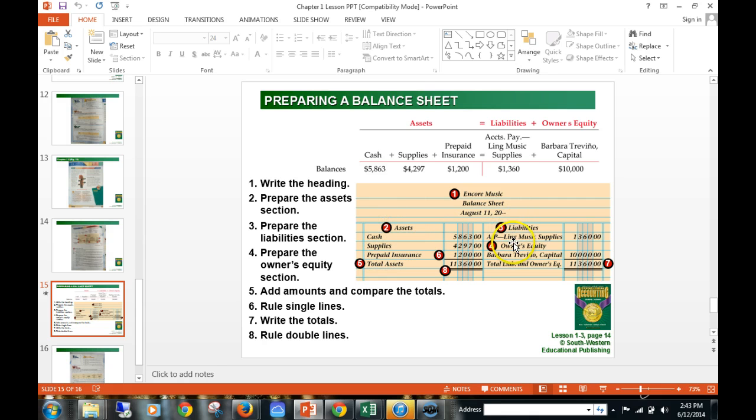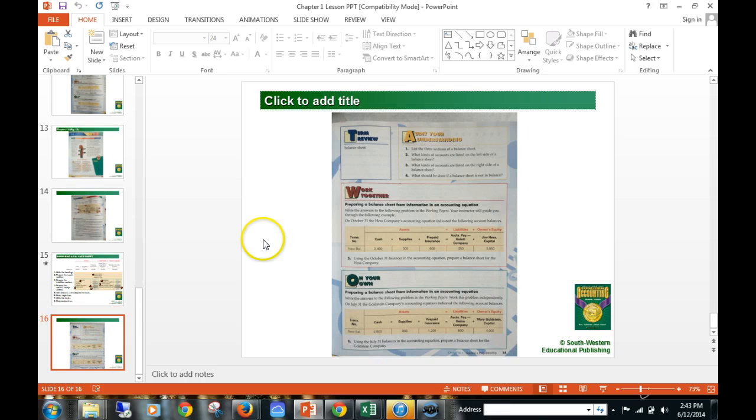Same with liabilities, same with owner's equity, because again, this side has to equal this side, and you can see that here. So these are the steps of doing that. You can push pause and look this over real quick, but we're going to get right into it. The terms to review: there's just one, and it's what a balance sheet is.